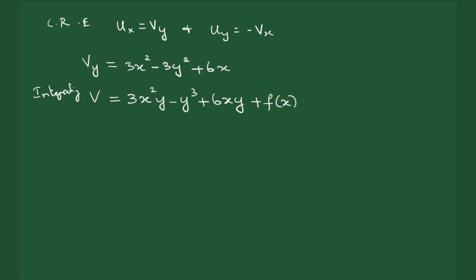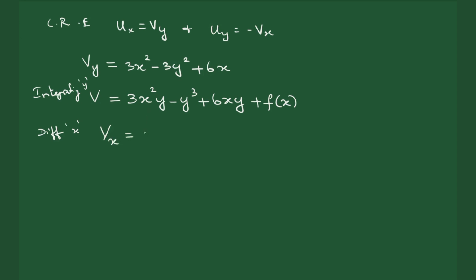So we'll be getting this term. Instead of adding c, we have to use f of x here. Now again, what we have to do here is differentiate partially with respect to x. Here we are integrating with respect to y. Next, again we are differentiating partially with respect to x, so we will obtain Vx here.